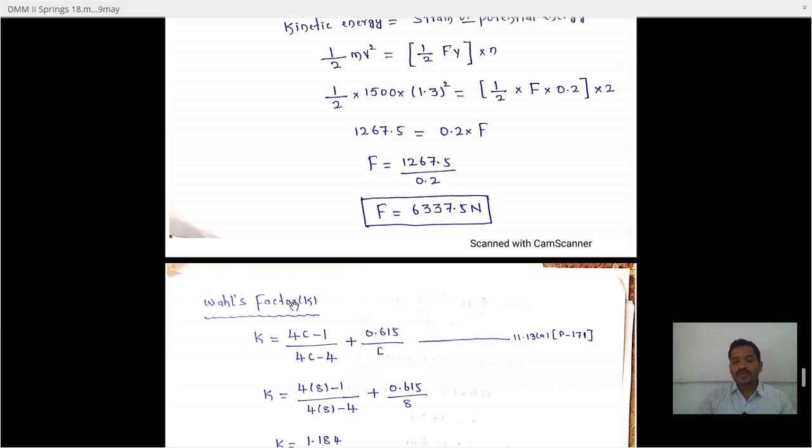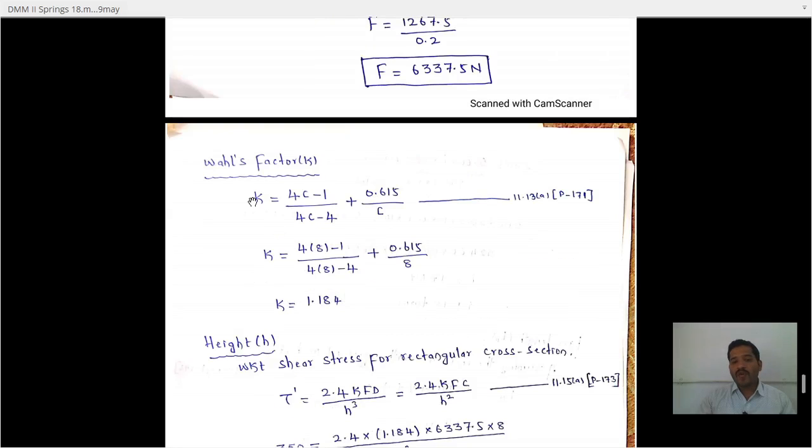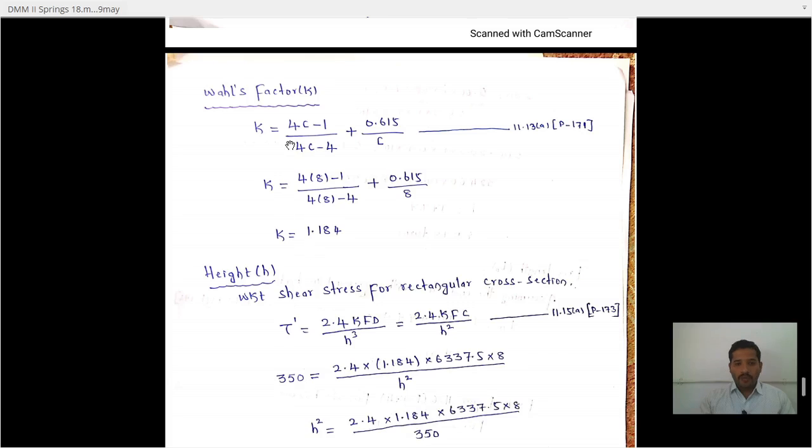Okay. So after getting the force, how much force is acting on it, after that we need to find out the value of Wahl's factor. Then we have the formula of Wahl's factor: K is equal to (4C minus 1) by (4C minus 4) plus 0.615 by C, where C is nothing but the spring index. So you have to refer to page number 171, page number 11.13a. Okay, 4 into, here the spring index is given as 8, minus 1, by 4 into 8 minus 4, plus 0.615 by the spring index value 8.